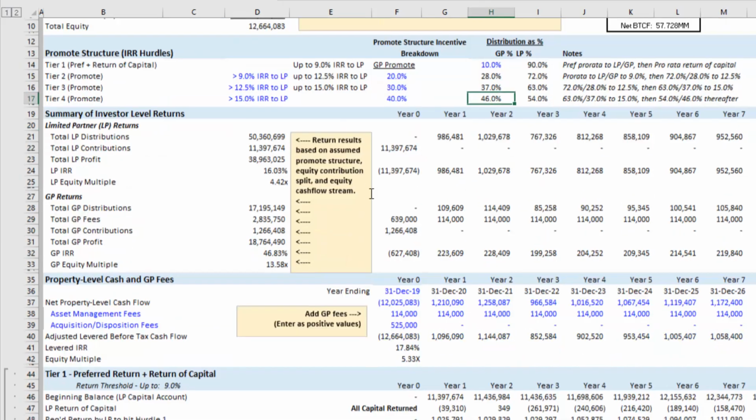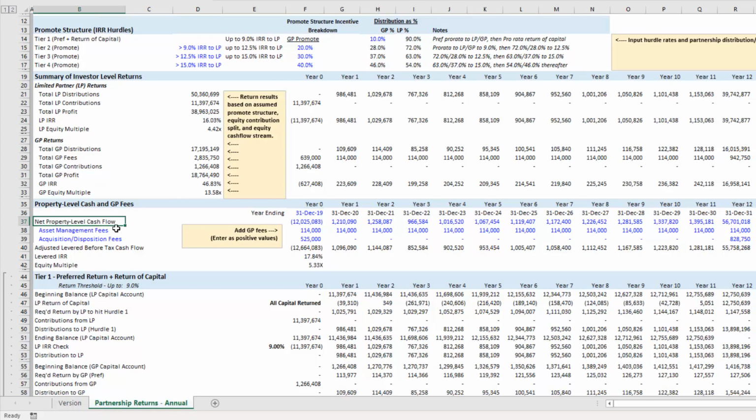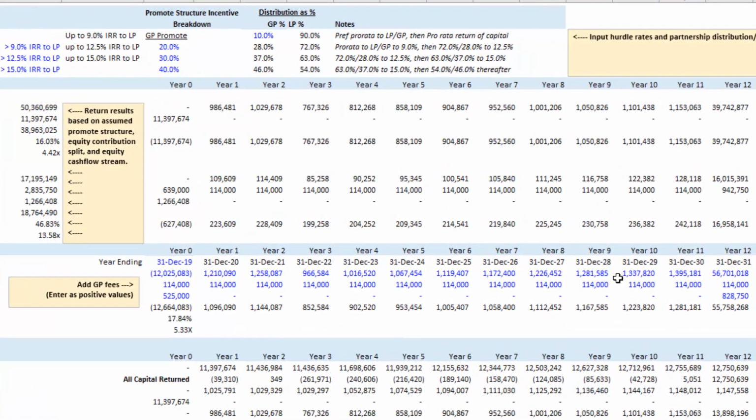Next, we come down and we need to drop in now our cash flows. And this is what comes over from your property level DCF. So you're gonna have your net property level cash flow line, right? That's your equity cash flow before tax, but after debt service. So that's gonna include your investment cash flows, right? Those acquisition costs or development costs. That will include your net operating cash flows. So that would be your cash flow after financing.